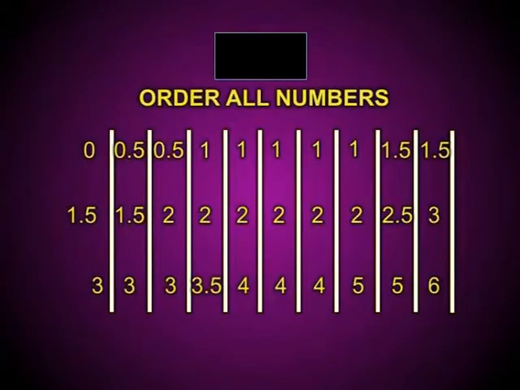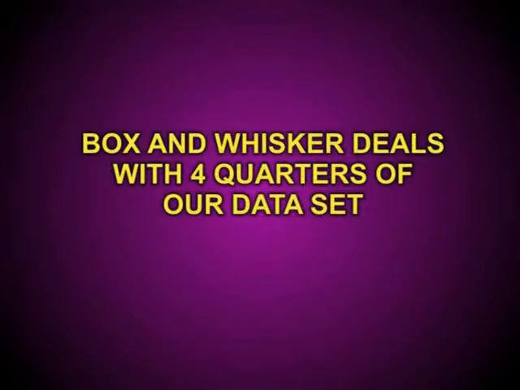Firstly, I'm going to start by bringing up our ordered data set. The reason I'm using the ordered data set is because in order to get our median, we had to use an ordered data set, and our box and whisker plot requires us to break our data set down into quartiles or into quarters. Hence, we need it to be ordered. Now, looking at that word quartile, it means that we are looking at quarters. Box and whisker plot deals with the 4 quarters of our data set.